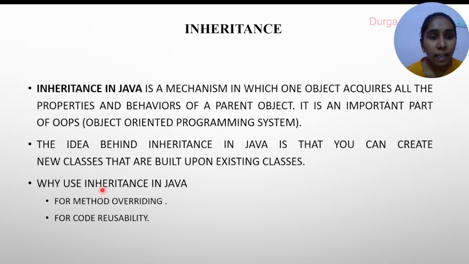So why use inheritance in Java? For method overriding. Method overriding is nothing but the subclass contains the same method as the superclass. So both parent class and child class contain the same method name, that is nothing but method overriding. And for code reusability. Whatever code you mention in the parent class can be reused in the child classes.